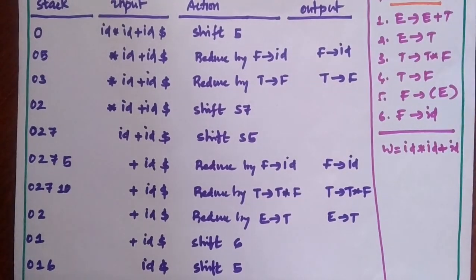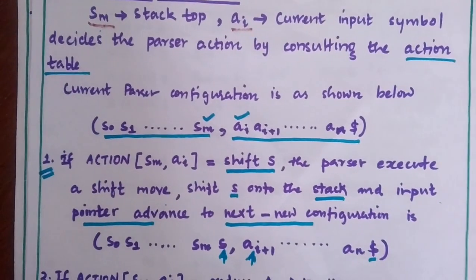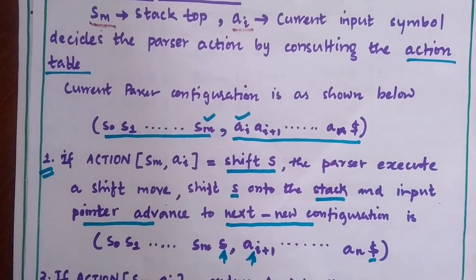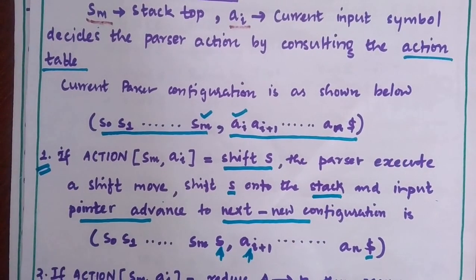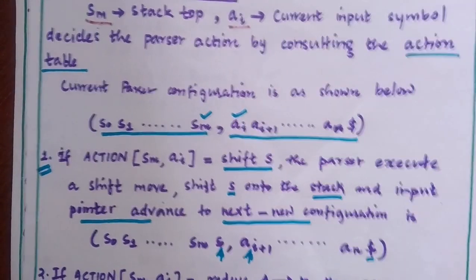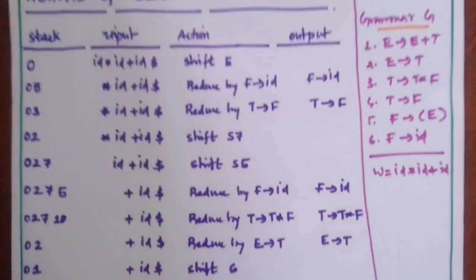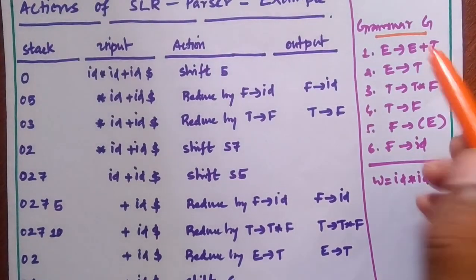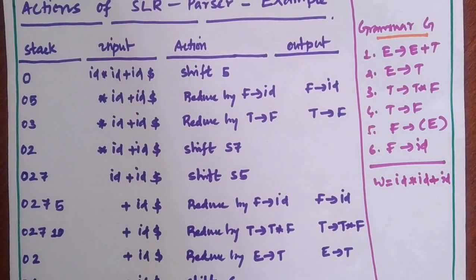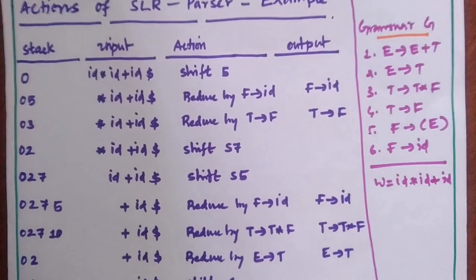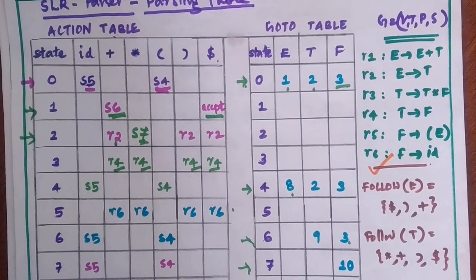Already in the previous video we discussed the LR parsing action. It's a shift reduce parser. It has 4 actions, and today we will discuss how to perform these 4 actions with a concrete example. Here our grammar is the arithmetic expression grammar, with a total of 6 productions, and this is the parsing table we have constructed.